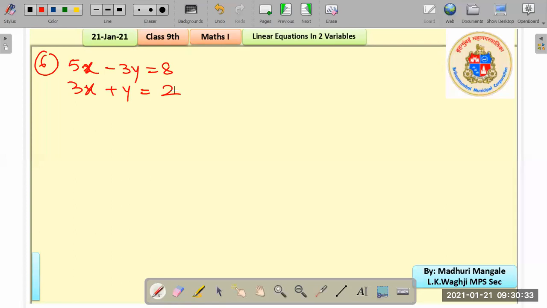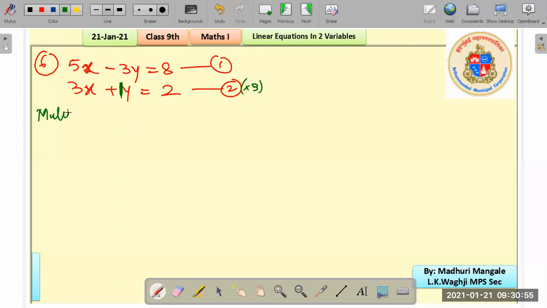And which terms can we make same? Multiplying equation 1 or multiplying equation 2. So check here, the coefficient of y is 1. That means we will multiply this equation with the other coefficient, that is a 3. So multiplying equation 2 with 3, what do we get?